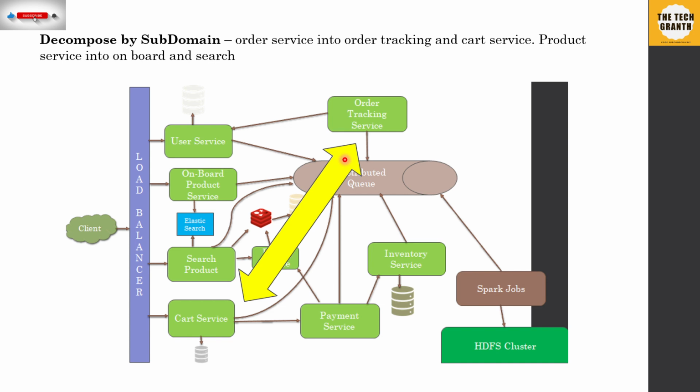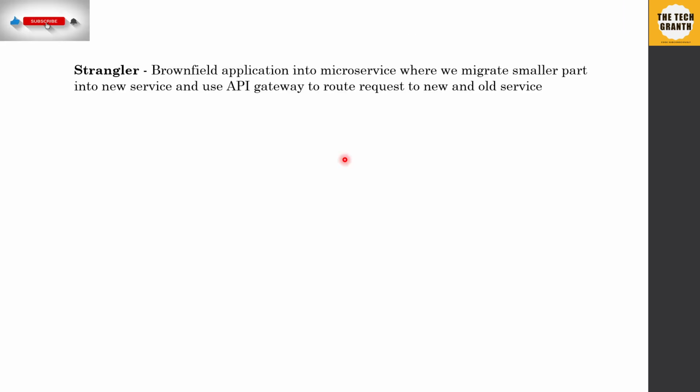The next pattern under the decompose pattern is the strangler pattern. The strangler pattern comes into the picture when you are moving from a legacy system into a new microservice architecture. So this is a brownfield application where you have a big monolithic system, and you are basically transforming that monolithic system, or moving it, into individual microservices.